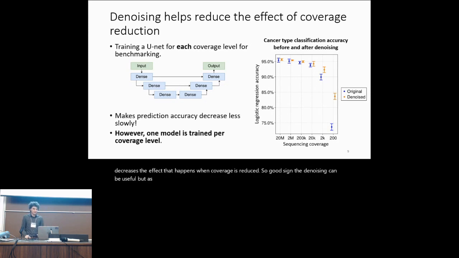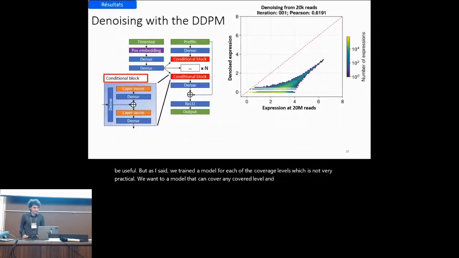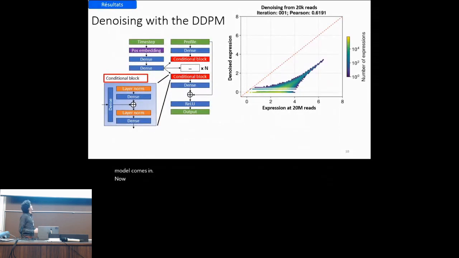But as I said, we trained a model for each of the coverage levels, which is not very practical. We'd want a model that can cover any coverage level. And that's where the diffusion model comes in. Now, the architecture is here. It's a little scary, but there's a few things we need to know about it.